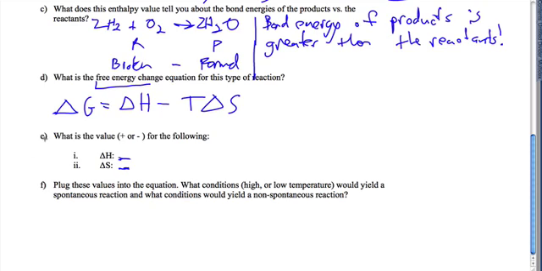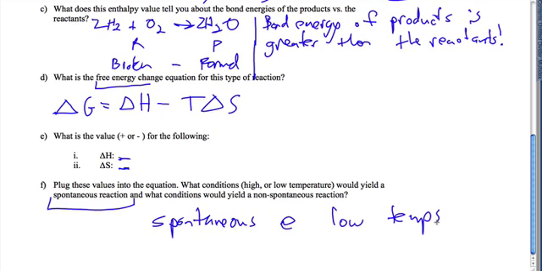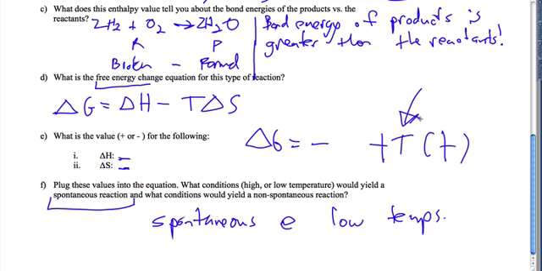What condition, high or low temperatures, would yield a spontaneous reaction? Well, if you look on your chart that I gave you, this is going to be spontaneous at low temps. If you want to do it the other way, delta G equals negative minus T times a negative. That's going to be positive. When T goes to 0, delta G is going to be negative. When T is really high, delta G will be positive, which is non-spontaneous. But I just go to the chart.